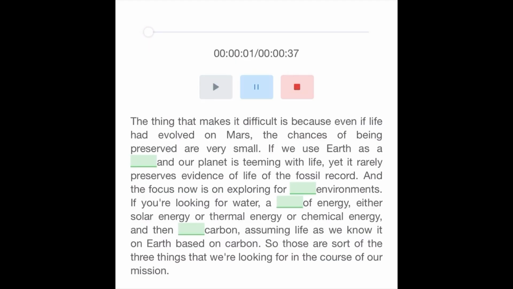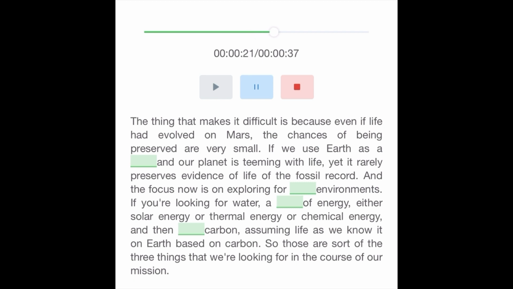The thing that makes it difficult is because even if life had evolved on Mars, the chances of being preserved are very small. If we use Earth as a reference and our planet is teeming with life, yet it rarely preserves evidence of life in the fossil record. And the focus now is on exploring for habitable environments.